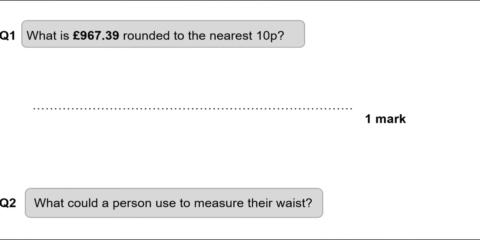Question 1. What is £967.39 rounded to the nearest 10p? So we're looking to round this 39 pence to either 30 pence or 40 pence. And 39 is closer to 40. So for that reason, we're going to round this to £967.40.